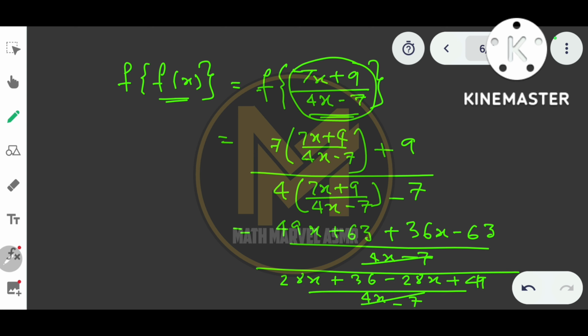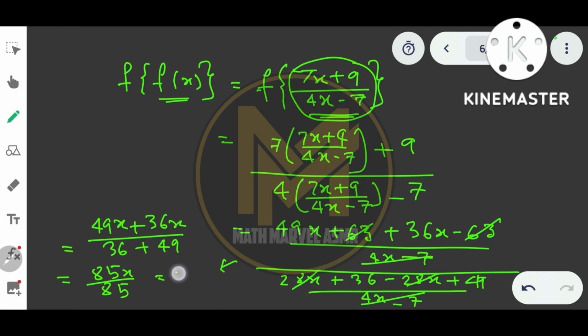Now these two will be omitted. Now the final answer: 63 minus 63 is gone, and here it is plus 28x and minus 28x. So it will be 49x plus 36x divided by 36 plus 49, that is 85x divided by 85. So the ultimate answer is x. So f of f of x is equal to x.